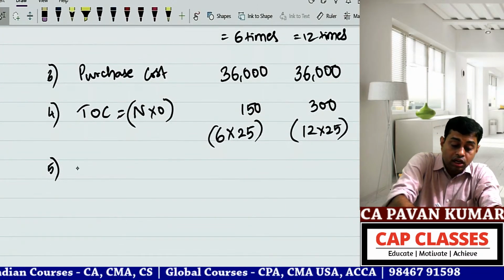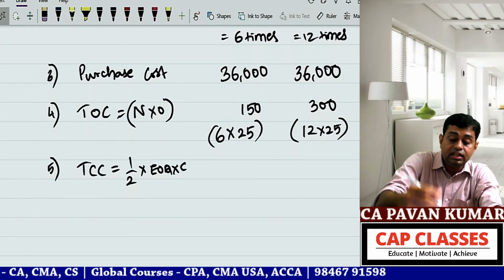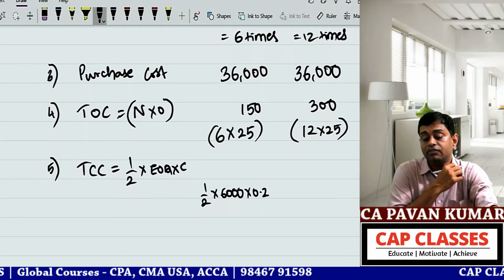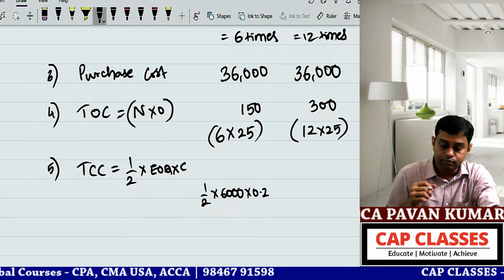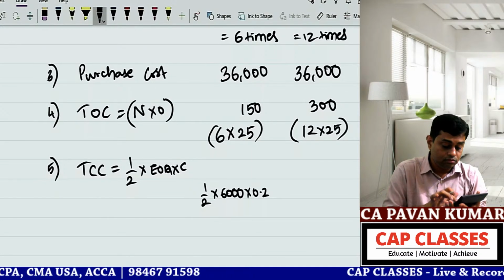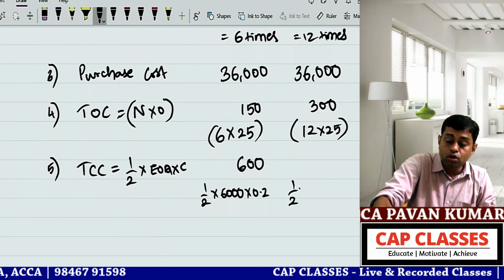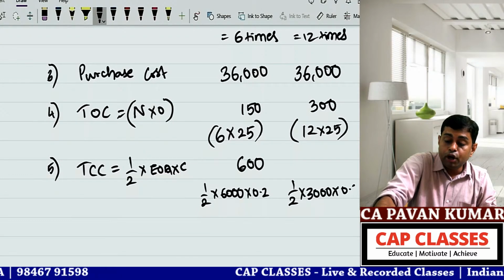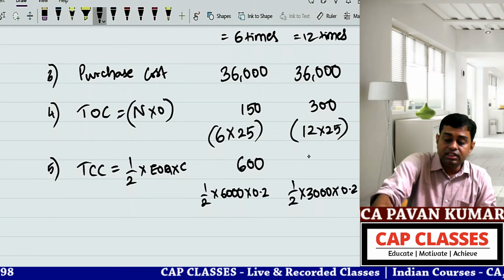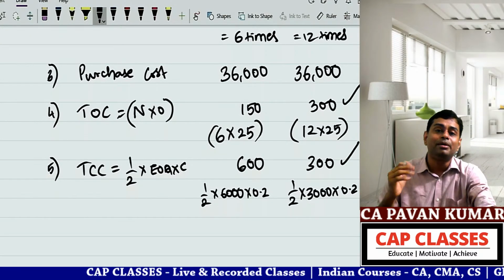Correct? Next, total carrying cost is equal to half of EOQ into C, that is equal to half into 6,000 into 0.2. Half into 6,000, 3,000. 3,000 into 0.2 must be 600. Okay, here half into 3,000 into 0.2. 3,000 divided by 2 is 1,500 into 0.2 is 300. You can check, these 2 should be same. At EOQ, the 2 should always be same. Correct?